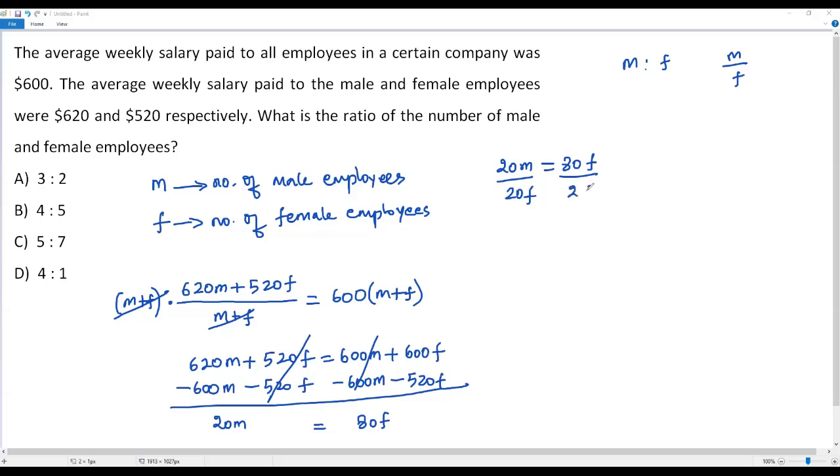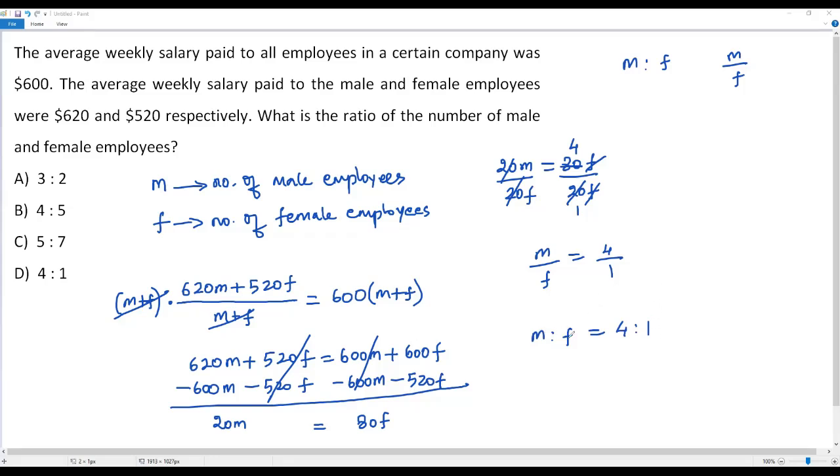Let me write it over here. Here the 20 will cancel out, and F will cancel out. 20 goes into 20 one time and 20 goes into 80 four times. On the left side we have M over F. On the right side we have 4 over 1. Now we can write the fractions on both sides as ratios. So we get the ratio M to F on the left side and the ratio 4 to 1 on the right side.